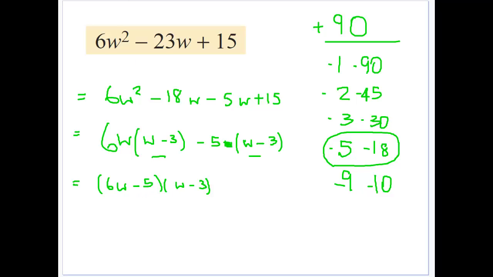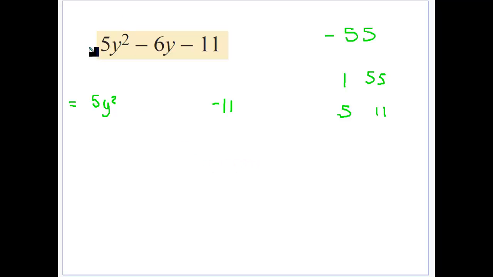So let's do one more example. This time we've got a 5y squared with a minus 11, which means the multiplication is 5 times minus 11 gives us a minus 55. Now, the good thing about this is there's not many factors for 55. 1, 55, 5, 11. But because it's minus, one's going to be minus, the other one's going to be positive.